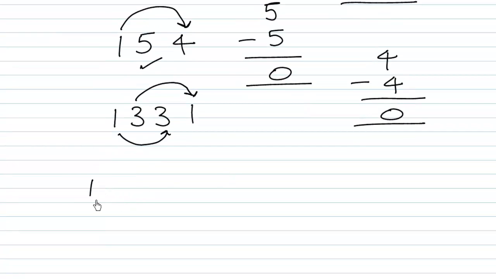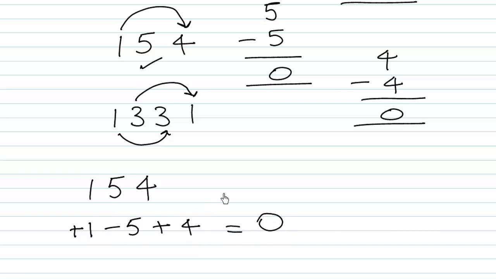You can have another way out. Let's take 154 again. And if you write plus 1, minus 5, plus 4, you get a 0. So you get that this number is divisible by 11.